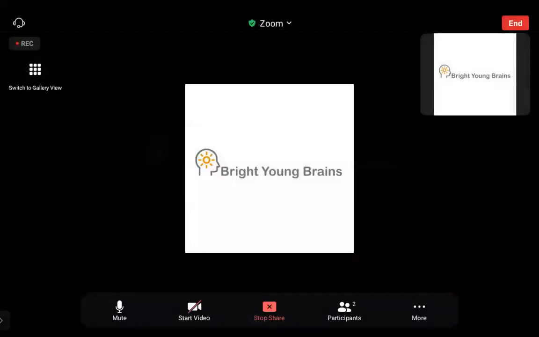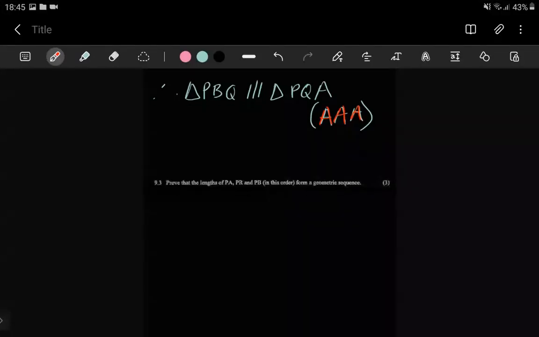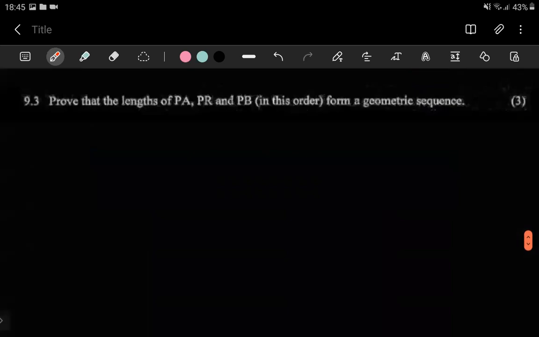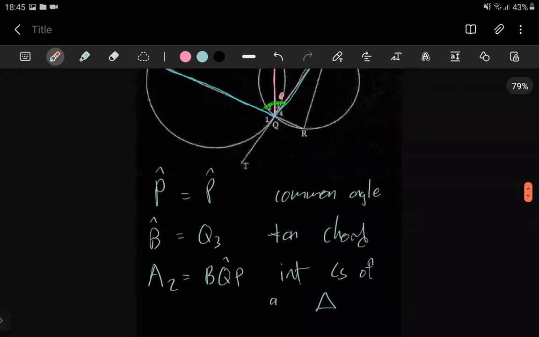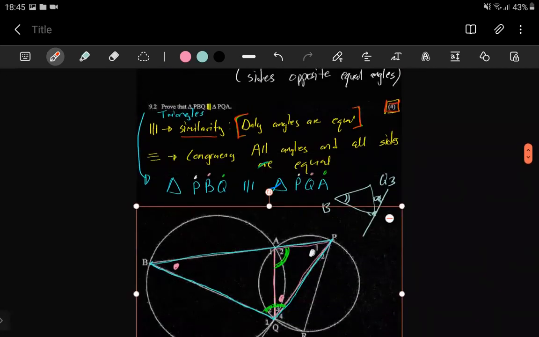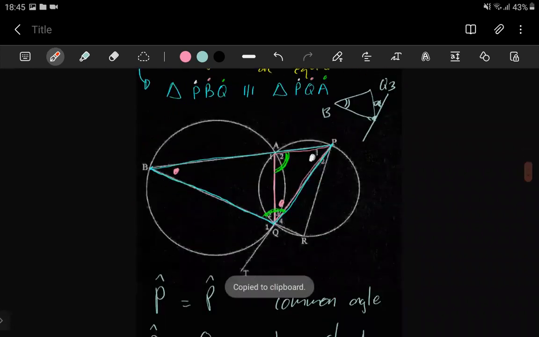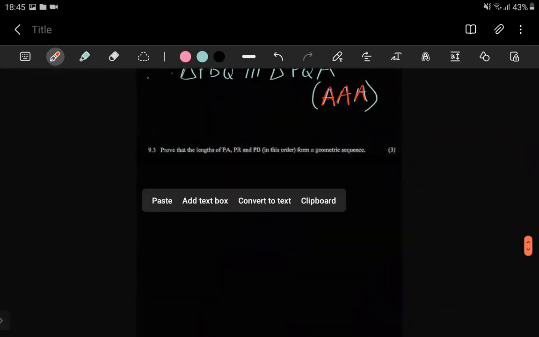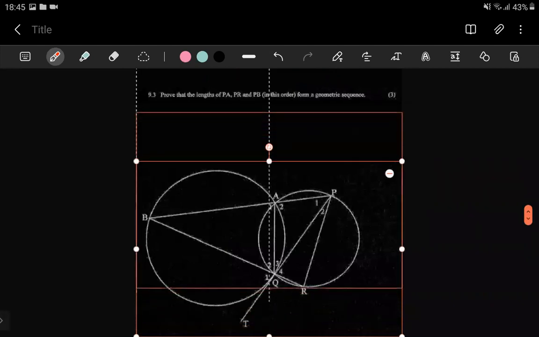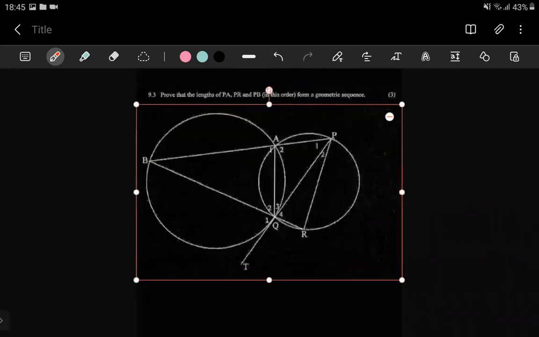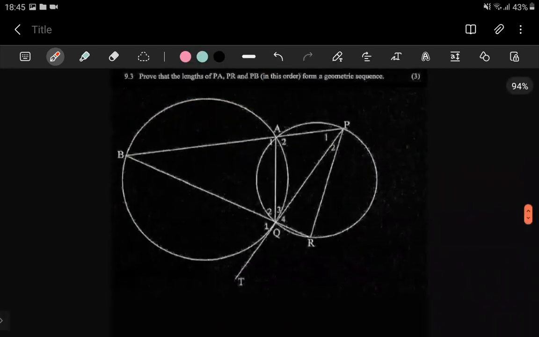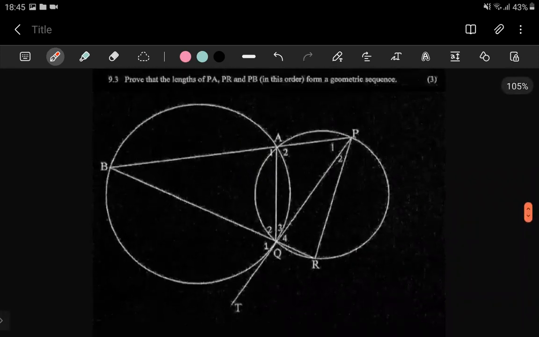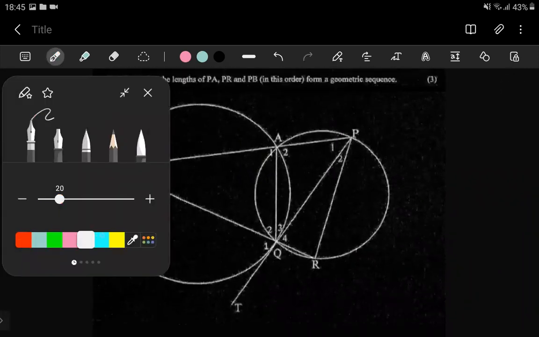Question here. This next question, they are saying the following, right? From our picture, let me actually copy the picture again so that we don't have to keep going up, down, up, down. They said the following: prove that the lengths of PA, so let's identify those lengths.